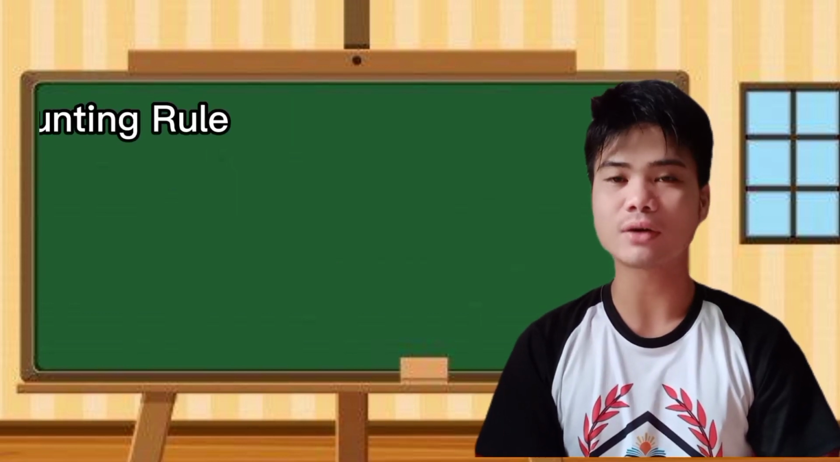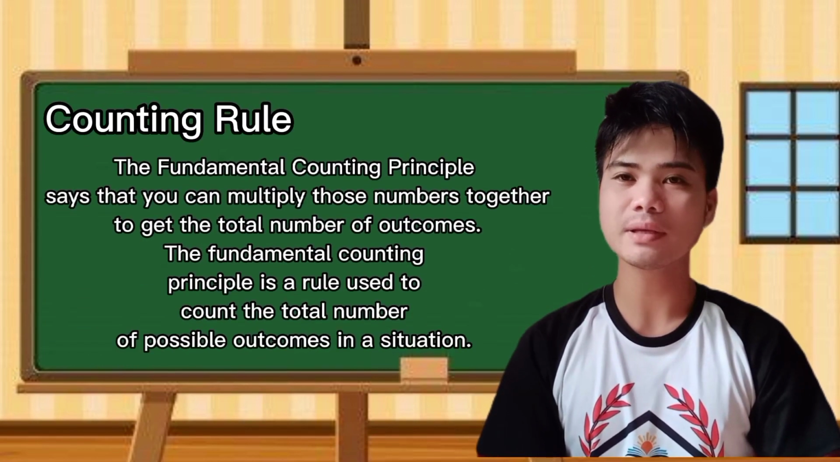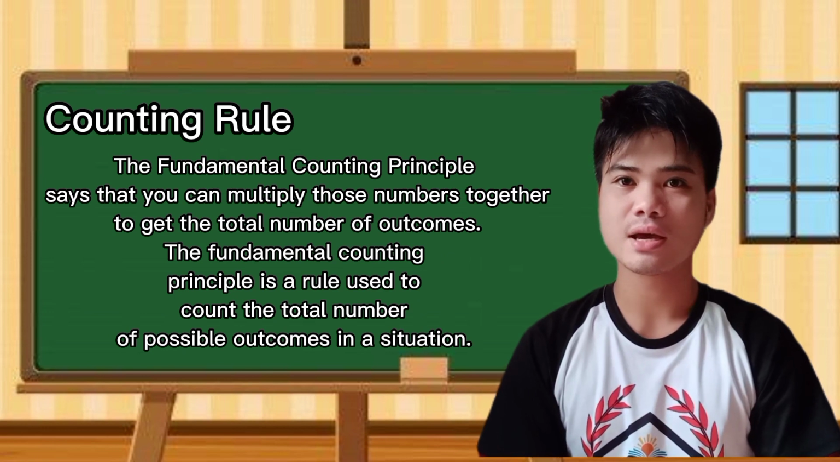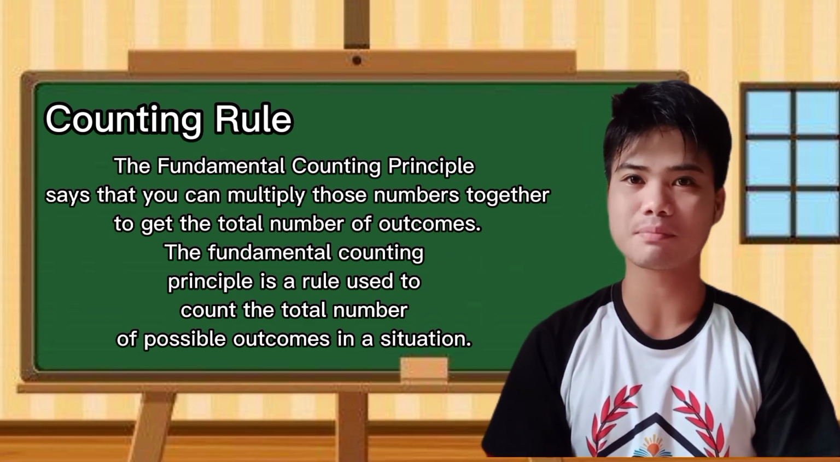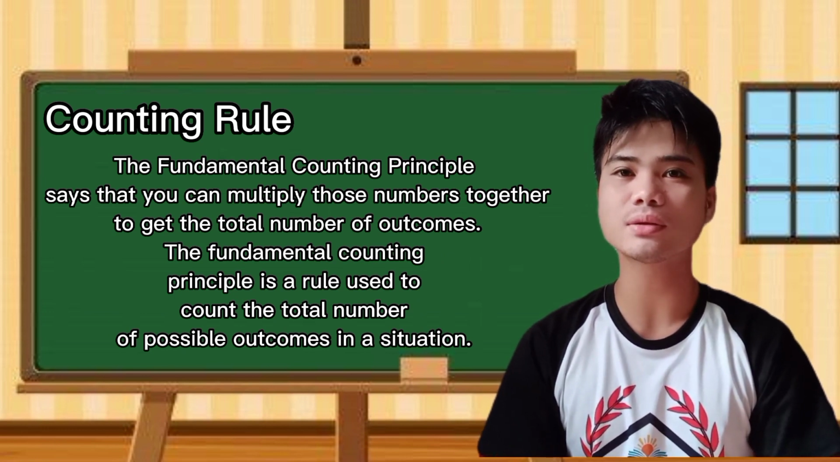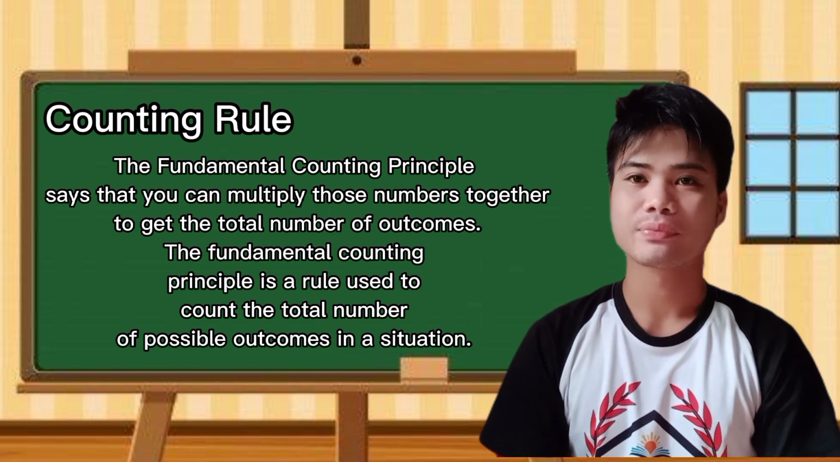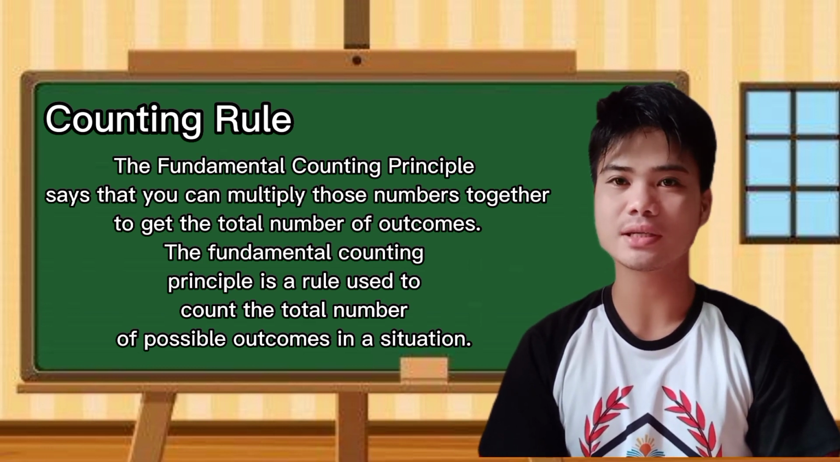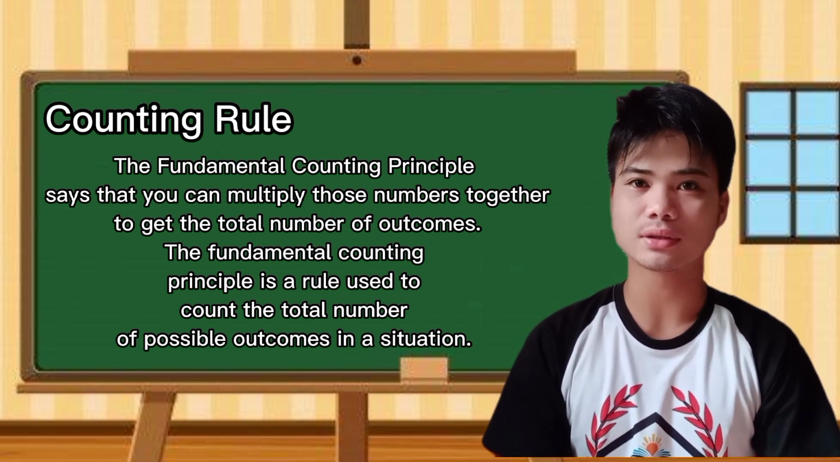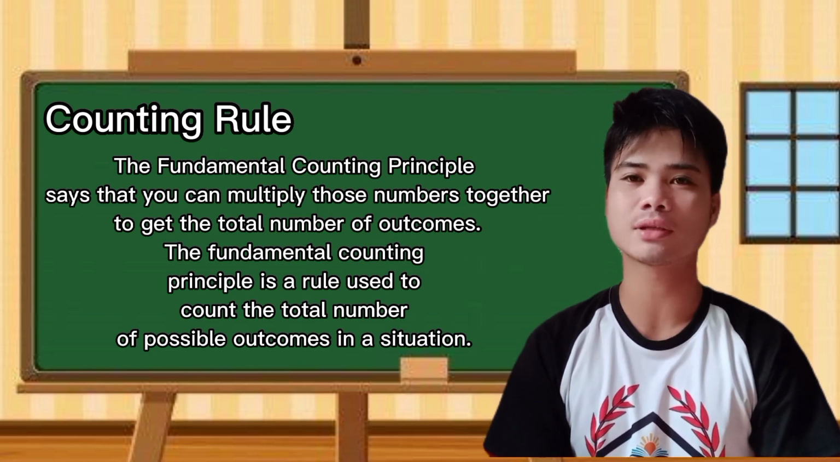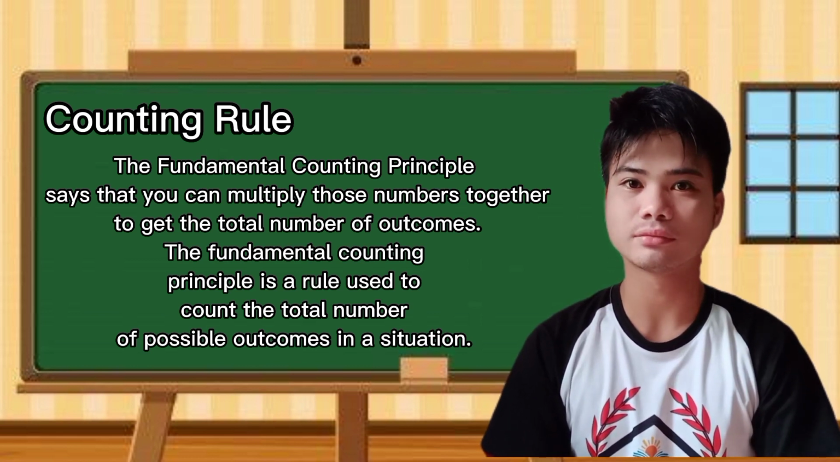So now we have counting rule. The fundamental counting principle says that you can multiply those numbers together to get the total number of outcomes. The fundamental counting principle is a rule used to count the total number of possible outcomes in a situation.